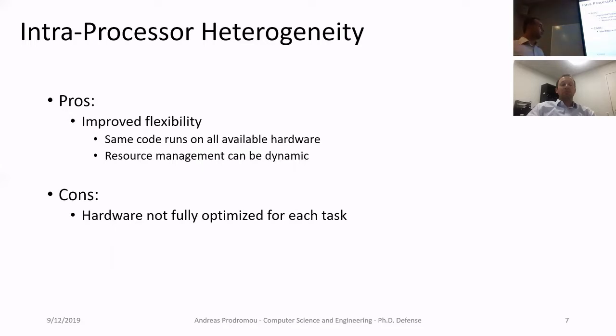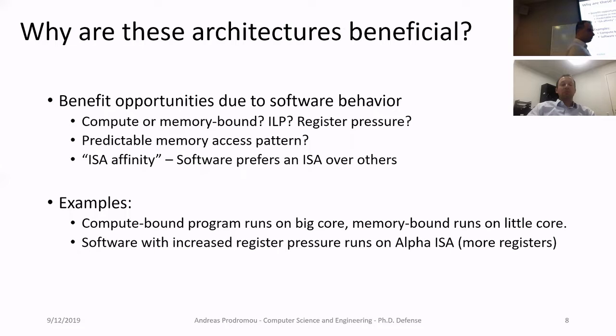So if it's not as optimized, then how do we get a benefit? We get a benefit because of the behavior of software. Software can have varied requirements, can be compute or memory bound. It can have various levels of parallelism and different memory access behavior. And there's also something called the ISA affinity. It's been shown that software has a preference in ISA. It will run faster on one ISA over the others.